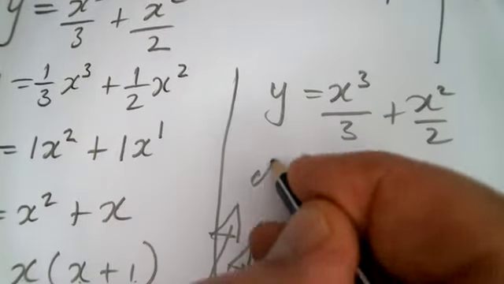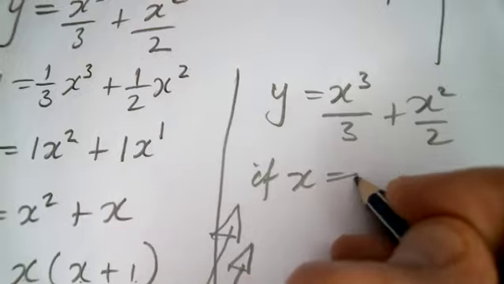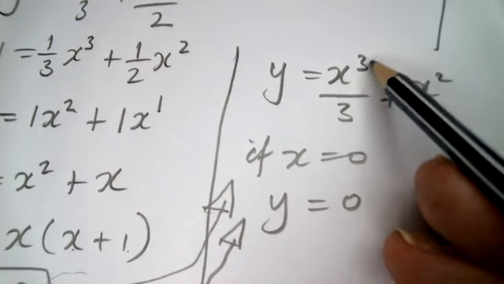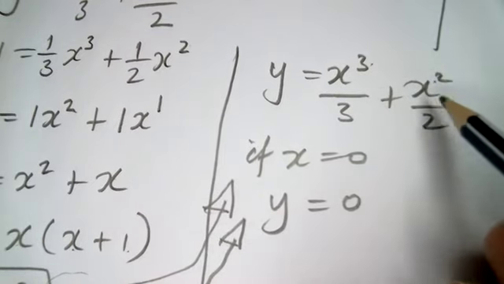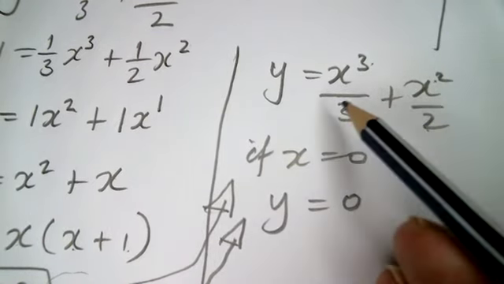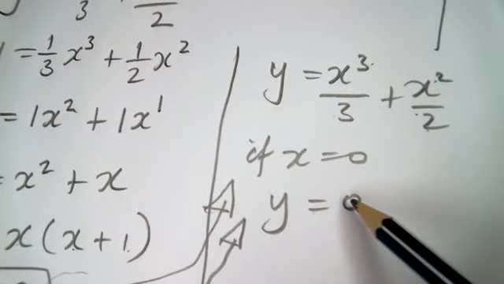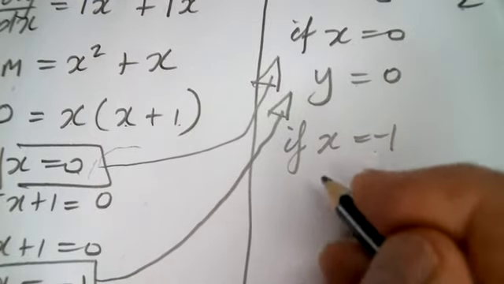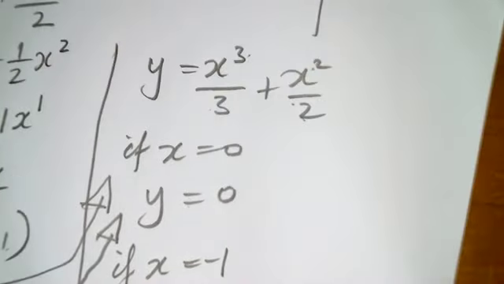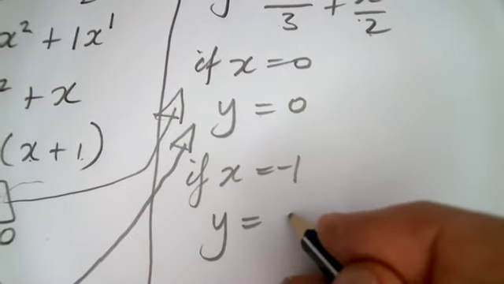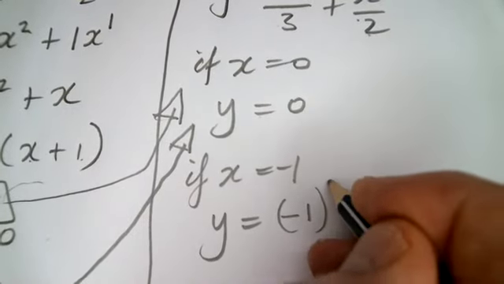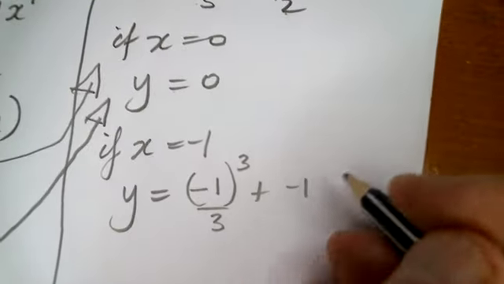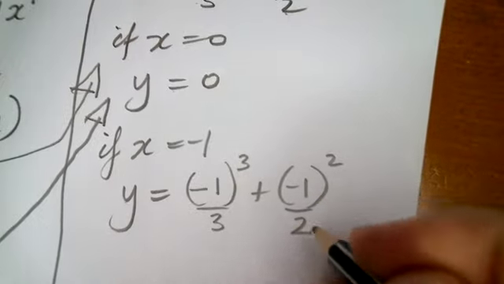So if x equals 0, we could say y is equal to 0. Because if I got 0 cubed on 3 plus 0 squared on 2, well, that all comes to 0, because 0 plus 0 is 0, so therefore y is 0. We can also say if x equals -1, y equals, and now I'm going to actually have to substitute it in. So this is going to be -1 cubed on 3 plus -1 squared on 2.